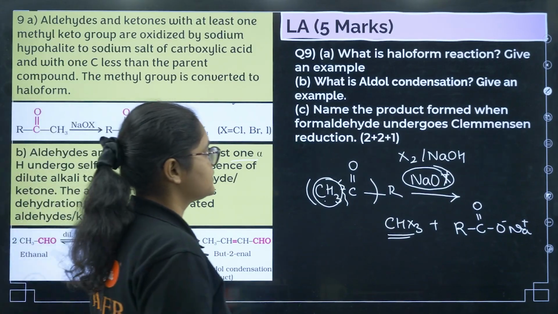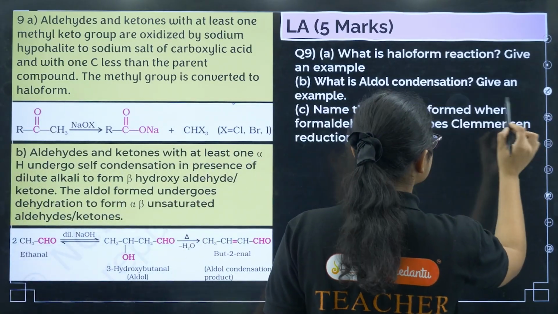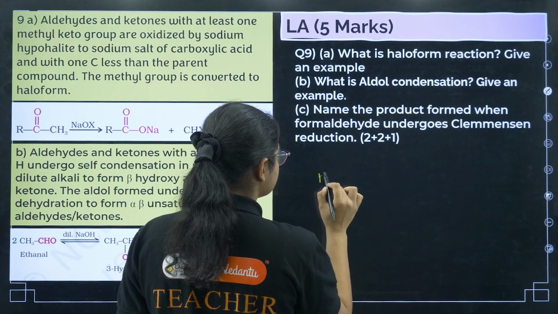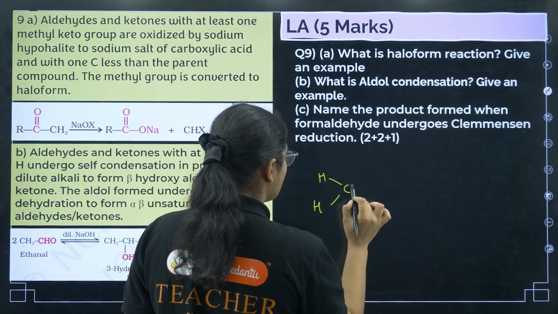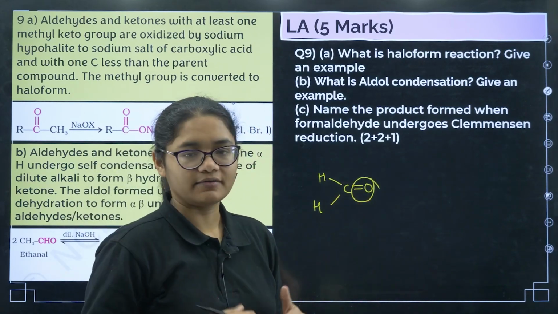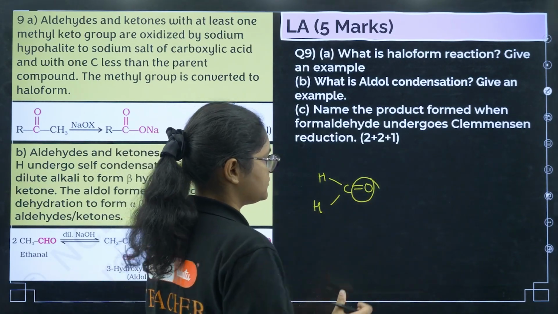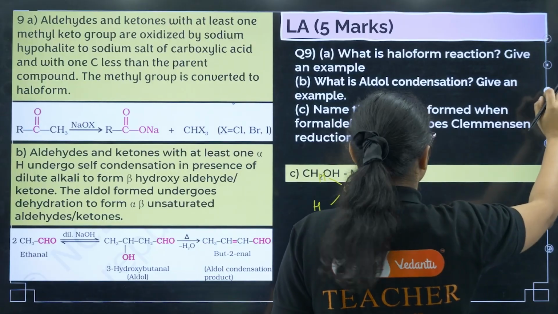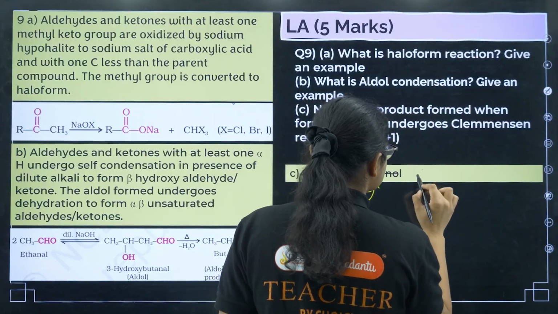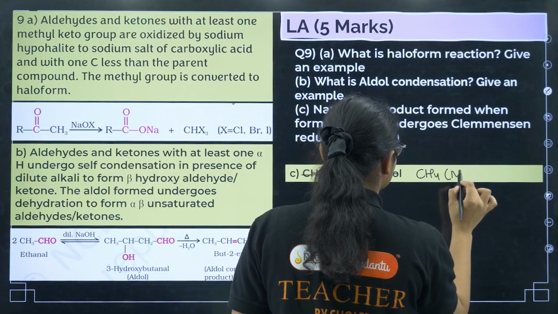Okay, next let me erase. Next is: name the product formed when formaldehyde undergoes Clemmensen reduction. So this is your formaldehyde. Formaldehyde undergoes Clemmensen reduction, so this one will get converted to H2, so you will get CH4, and that is nothing but methane. Okay, so I have written here this answer as wrong, and it is CH4, that is methane.